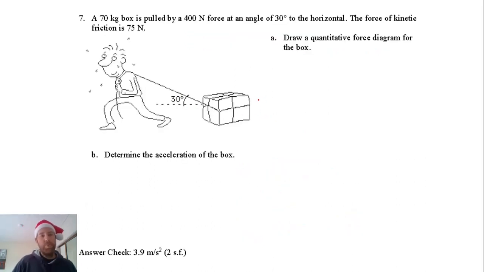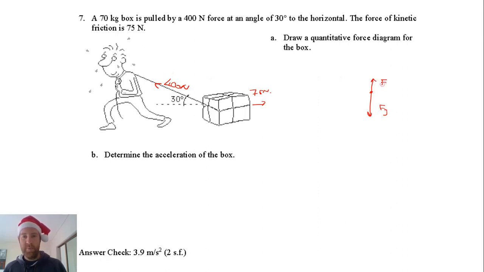70 kg box pulled by 400 force, so this force here is 400 newtons. Angle of 30 degrees to the horizontal, the force of kinetic friction, so friction is 75 newtons. Draw a force diagram. So the force of gravity, it's kind of been pulled upwards a little bit, so the ground doesn't have to do as much work, so that normal force is smaller. There's a force up here, which is 400, and there's a backwards force of 75.